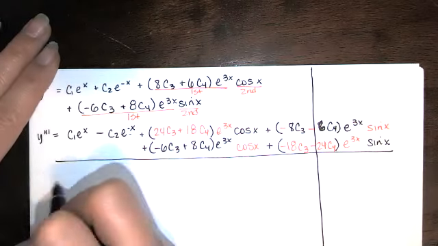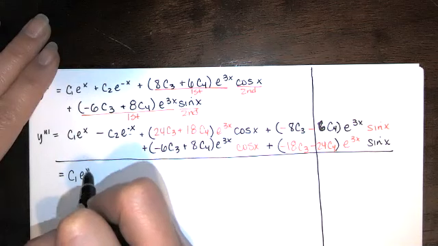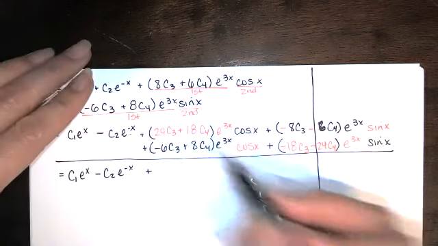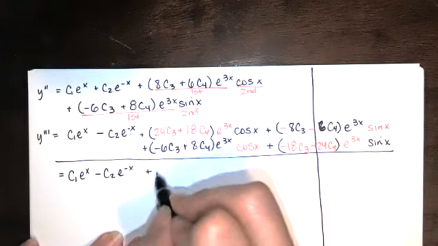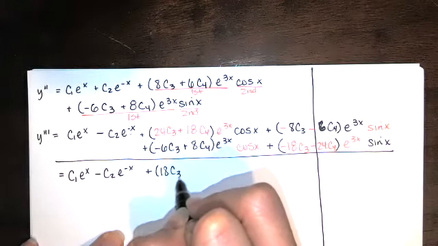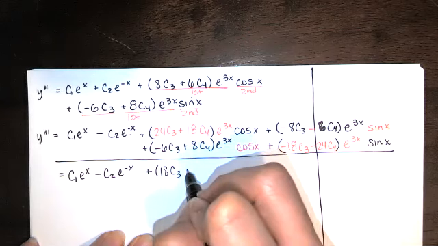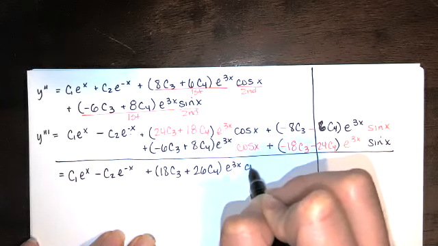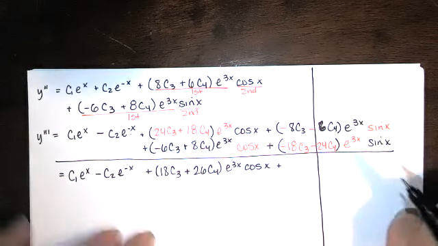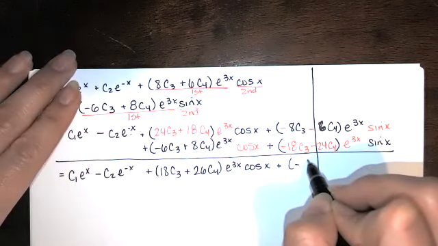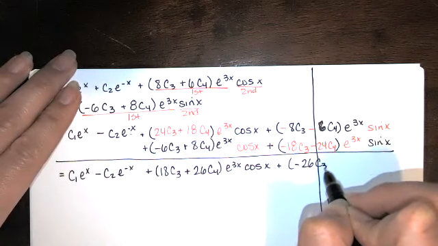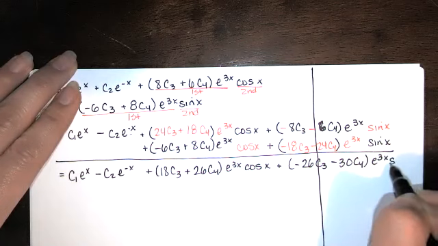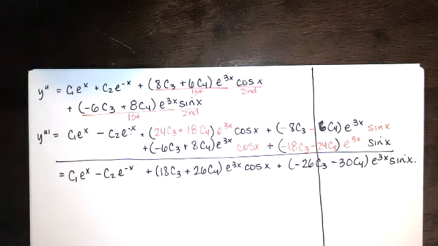Ooh, that's a lot. And so we get c1 e to the x minus c2 e to the negative x. And this is actually kind of nice because I stacked it vertically. It's easy to do the arithmetic. We've got 18c3 plus 26c4 times this exponential times cosine. And then over here, we have a negative 26c3 minus 30c4 times the exponential times sine. Okay.